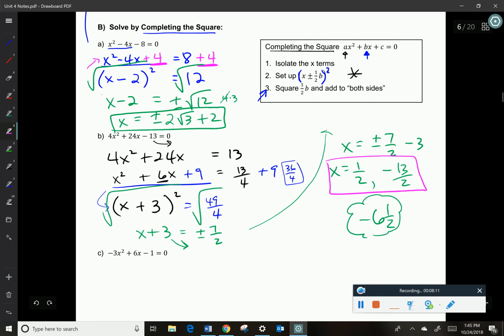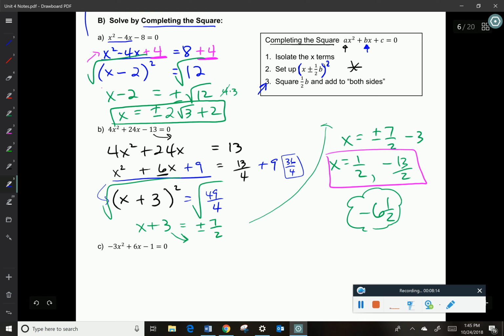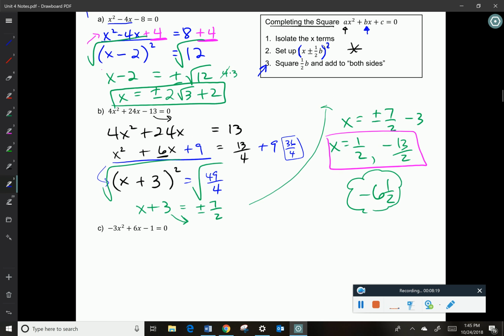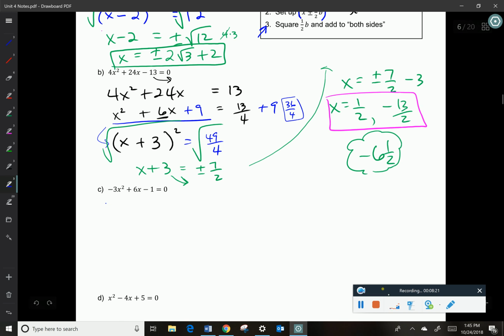Okay, let's try another one. So this time, I want to complete the square, but I need to start by isolating the x's. So I'm going to leave negative 3x squared plus 6x equals positive 1. And then remember, we don't want to complete the square with a number in front of the x squared. So if I want to get rid of that negative 3, I'm going to divide everything all the way across by negative 3. So I've got positive x squared minus 2x equals negative 1/3.